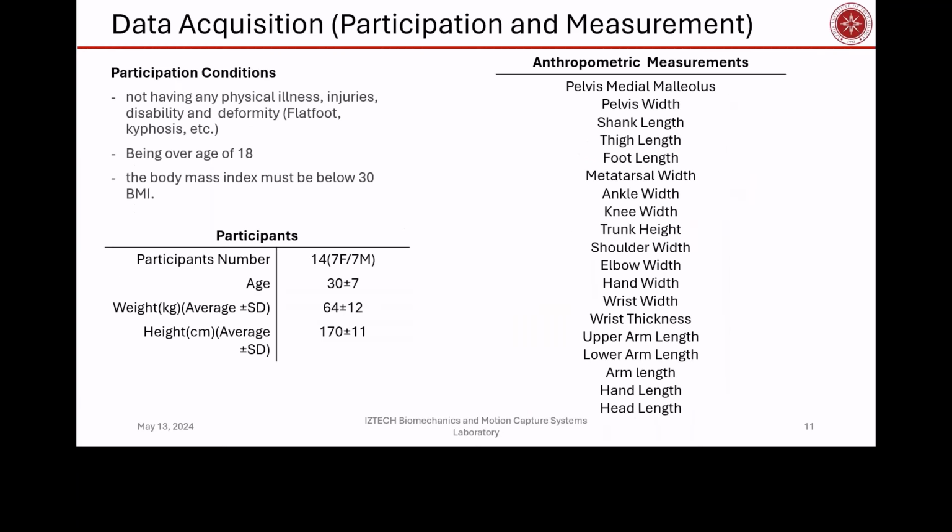So in order to proceed with the experiment, we have ensured that all participants met the conditions listed here. Since this study aimed to analyze healthy individuals, participants were observed and interviewed to ensure that they did not have any physical disability or any illness. And the minimum age for the experiment was set as 18. And as for the body mass index, it was ensured that all participants don't pass the 30 BMI. Anthropometric measurements were taken based on the suggestion of the AnyBody documents.